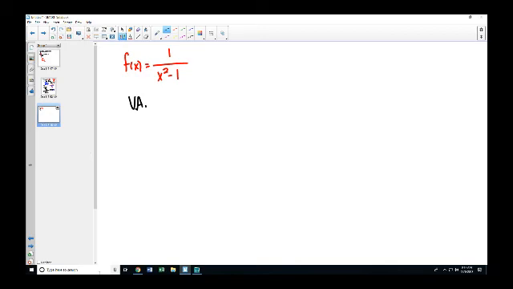Yikes. Okay, vertical asymptotes. Denominator equals 0. Okay, so what x values are we looking at?